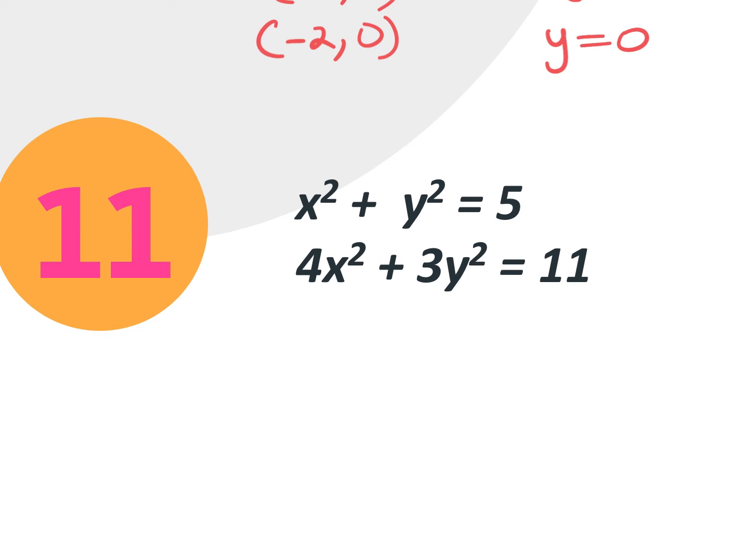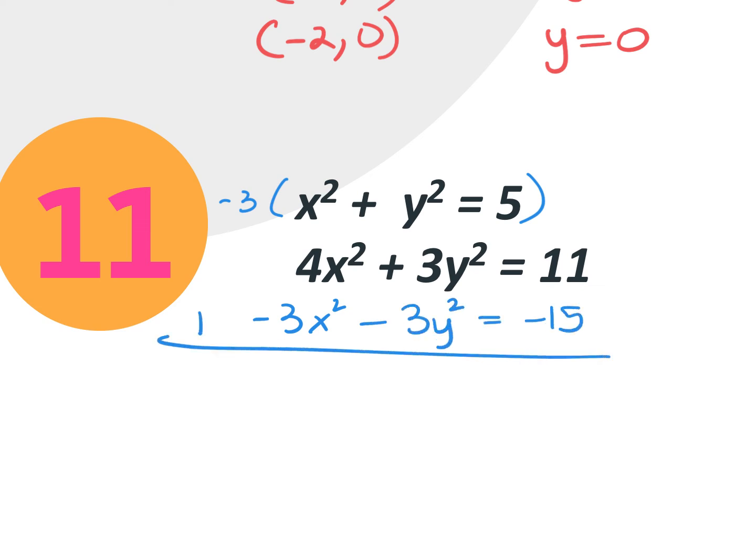So number 11, I'm going to go ahead and do an elimination here. You could do a substitution, but I think it'll get kind of messy. So let me go ahead and just multiply this one by negative 3. So then I get negative 3x squared minus 3y squared equals negative 15. Once I add these, I get x squared equals negative 4. Again, notice we're getting a negative answer under the root, so this becomes x equals plus or minus 2i.